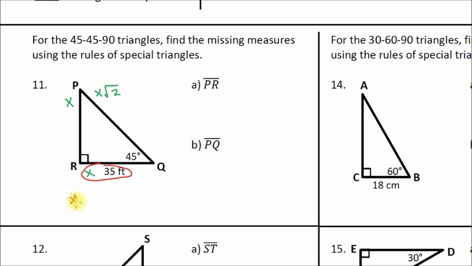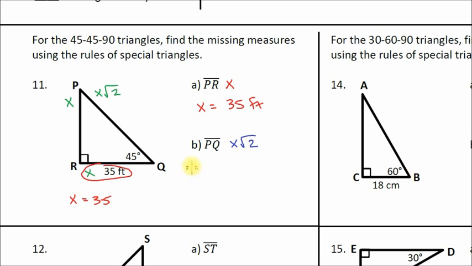So what we're going to do is set x equal to 35, and we're done because the goal of special triangles is to find the value of x. So we already know that x is 35. Well, if x is 35, actually 35 feet, then we know that PR is equal to x. So that means PR is equal to 35 feet. And then PQ, we know that is the hypotenuse. PQ is going to be x times the square root of 2.